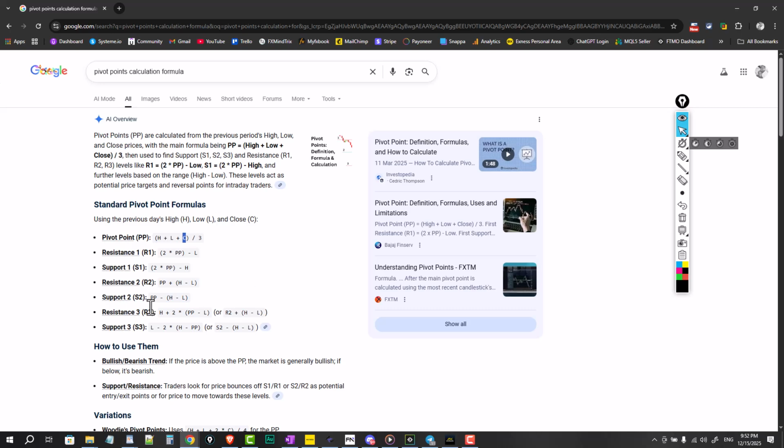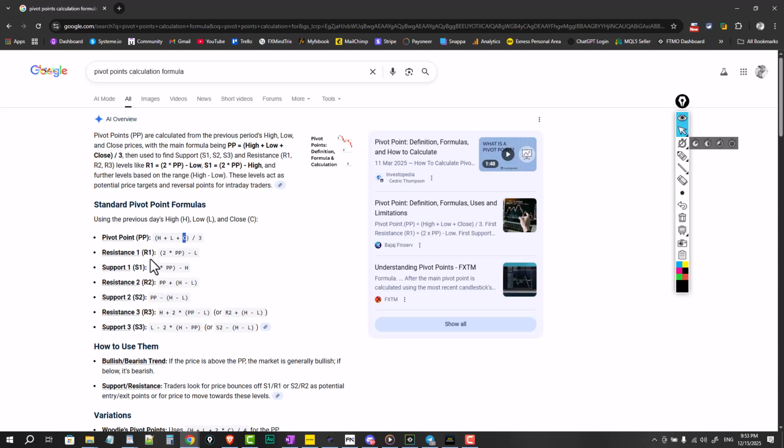In the same vein, R2 is above the central pivot and it's above R1, but it's below R3. Okay? Now, what about the levels that are under the central pivot? Those levels are called the support levels. And just like we have R1, R2, and R3, we also have S1, S2, and S3. And all of these levels have a formula for calculating each one of them using the values of the previous day's high, low, open, or close.